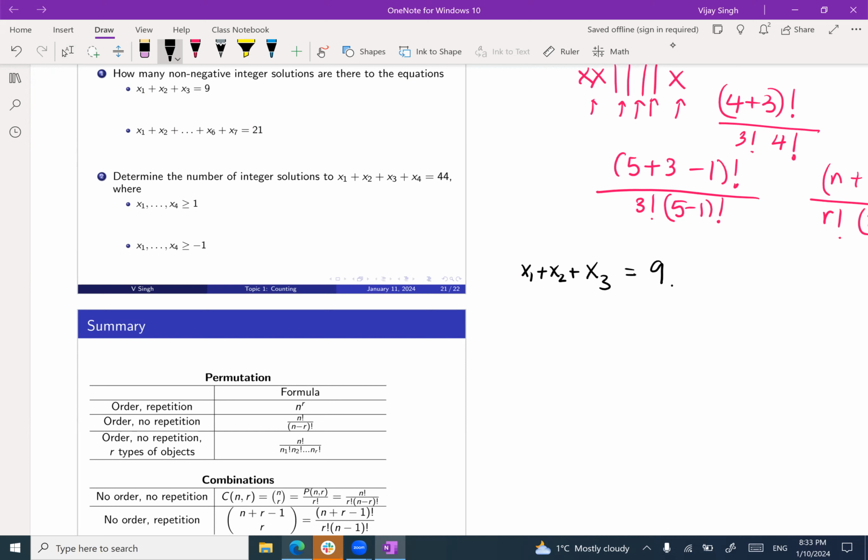Suppose I want to solve this problem where each of the xi's is greater than or equal to 0 and the xi's are integers. Is the idea making sense? The xi's are integers, and you want to solve x1 plus x2 plus x3 equals 9. And you're wondering how many such solutions are possible. How many solutions?